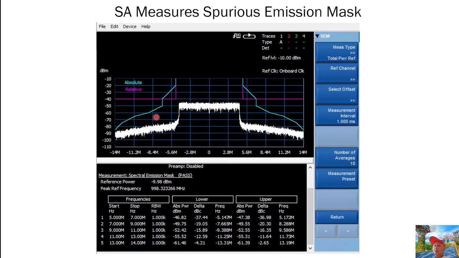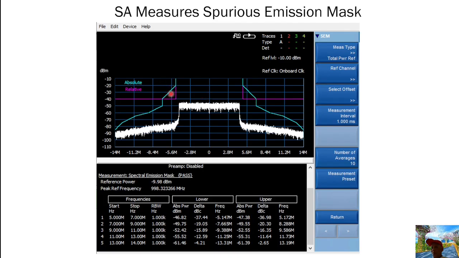And then here is the spectrum analyzer measuring the spurious emission. So we put the mask here, and this is the absolute value, this is a relative value. So you can set, for example, the start frequency 5 megahertz. That means 5 megahertz away from the center frequency. You start from here, 5 megahertz. Then the stop frequency is 7 megahertz. Same for both sides.